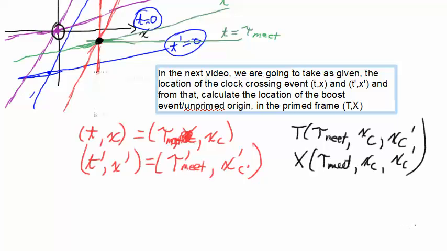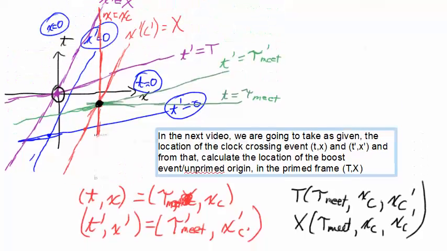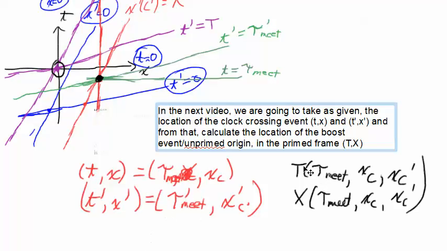All right, in my last video, I set up this question. We're going to take as given the location of the clock crossing event right here: t comma x is tau meet comma x sub c, and t prime comma x prime is tau prime meet comma x sub c prime. I wanted to find where t and x is, which is the location of this coordinate in the primed frame. Of course, in the unprimed frame, it's just 0, 0.